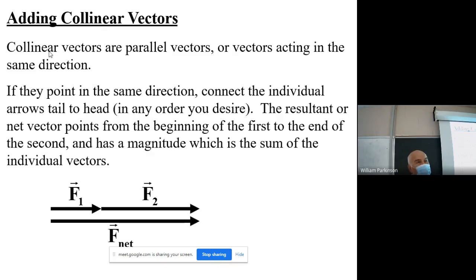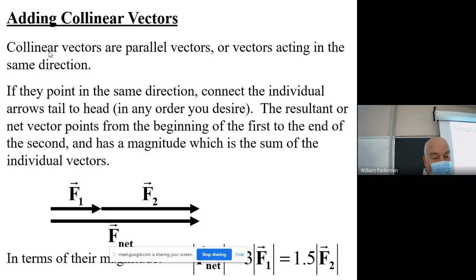Okay, so what this means is if one of your buddies is pushing from the rear of the car and your other buddy joins in and pushes just as hard from the rear of the car, it's as if one person is pushing twice as hard as the individual forces. So when they are collinear and acting in the same direction, you just simply combine their actions to get the net value.